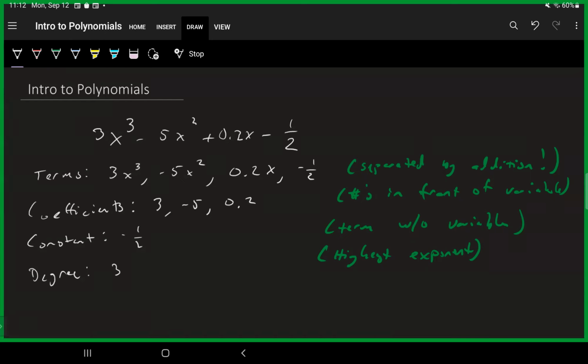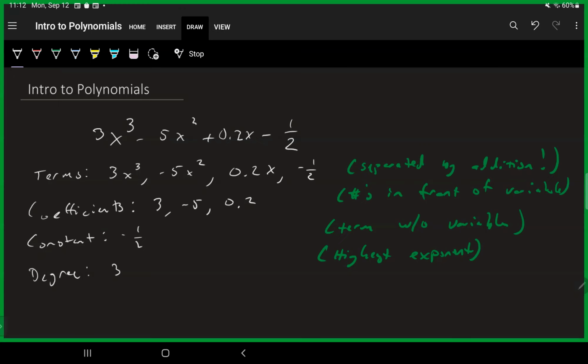So we're going to talk about the parts of a polynomial. The terms are separated by addition, and we can rewrite this polynomial with addition by recognizing that subtraction is the addition of a negative. And so when I'm looking at the terms of the polynomial, I'm going to get 3x cubed, minus 5x squared, 0.2x, and then negative 1/2. The terms are each part, but the minus signs go with them, because subtraction is the addition of a negative and terms are separated by addition only.